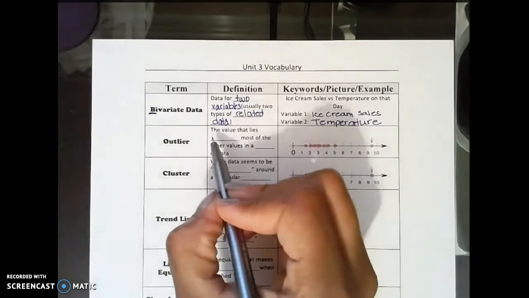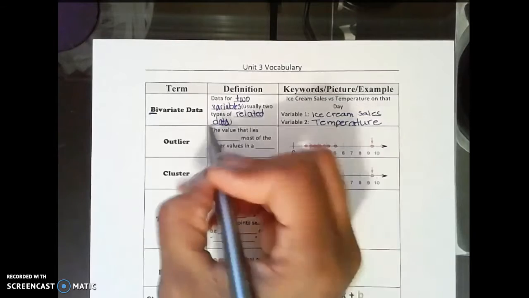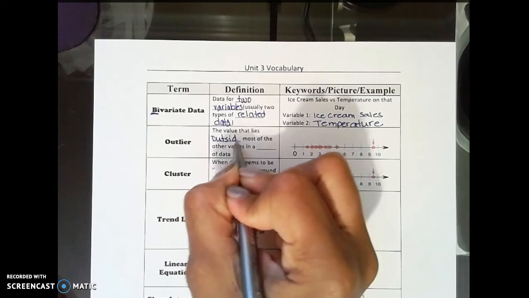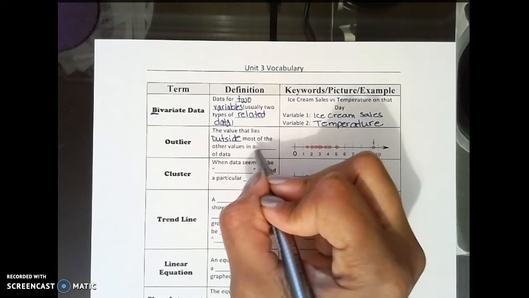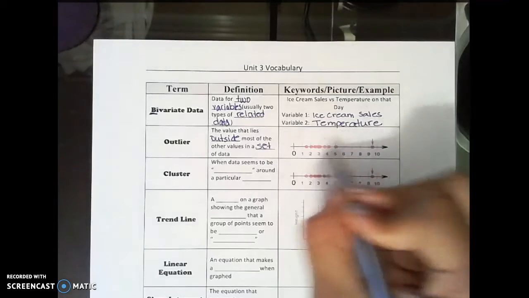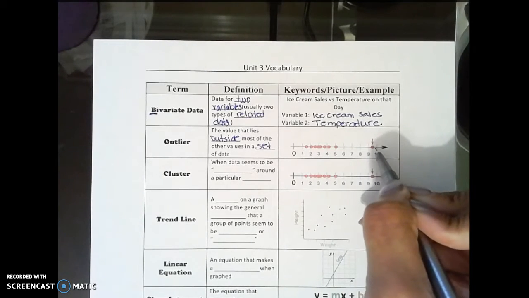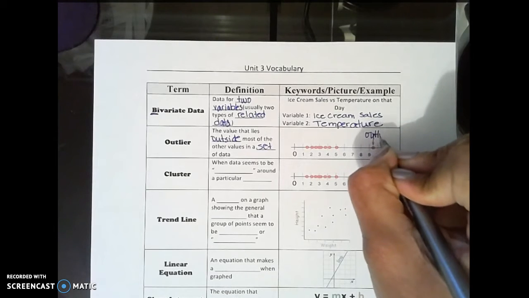Okay, then we have the word outlier. The outlier is the value that lies outside most of the other values in a set of data. Okay, again, here's my example. And then I have this data over here, and then I have this one little piece of data here. This data would be considered our outlier.